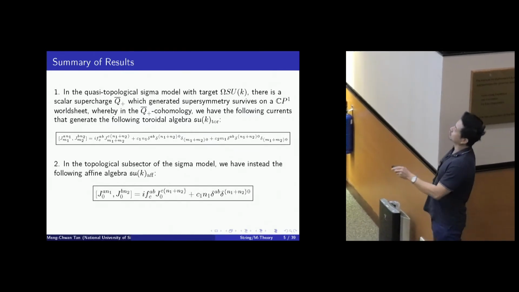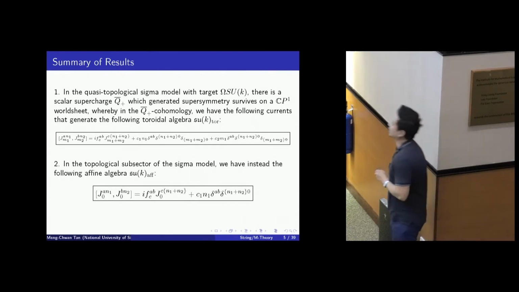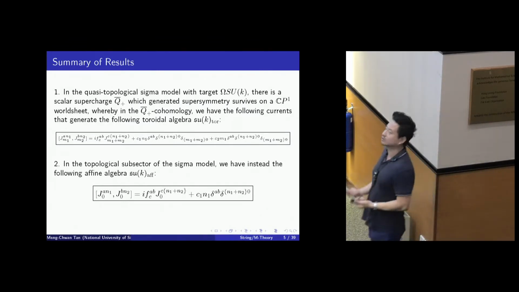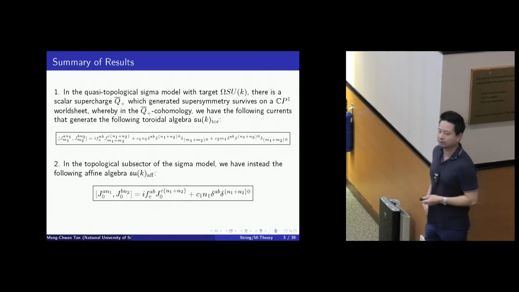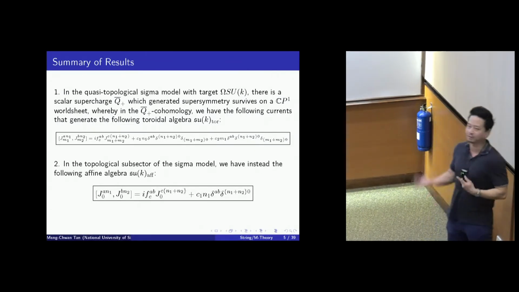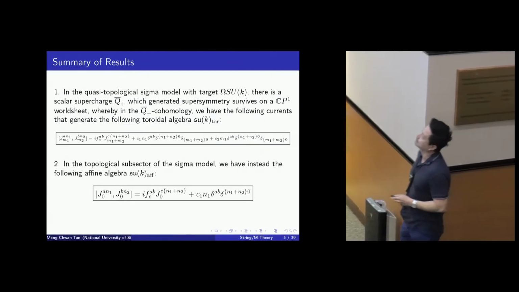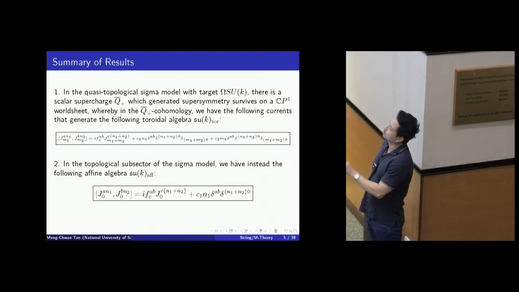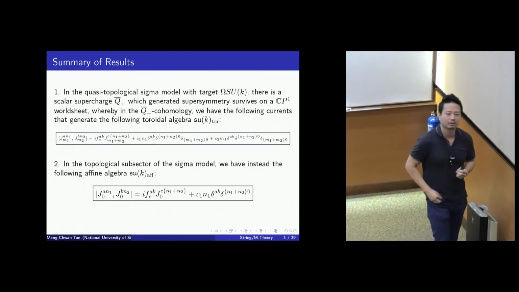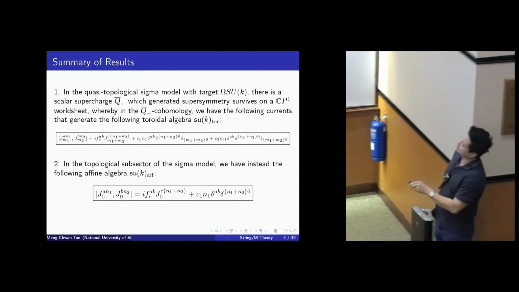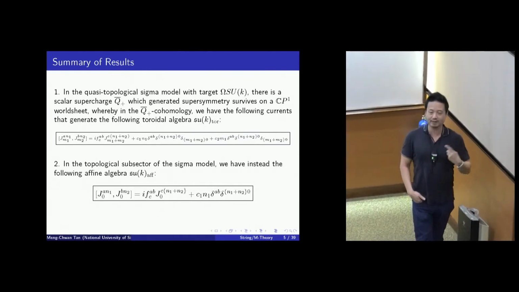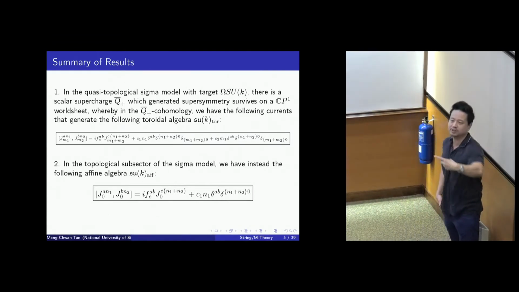So, summary of results: you have this scalar supercharge here, which generates supersymmetry that survives on the CP1 world sheet. It's a scalar supercharge, it's got no geometry, so it's insensitive to the curvature of the world sheet. Whereby in the Q cohomology, so if you're looking at things which are annihilated by the charge but cannot be written as a commutator of the charge and something else, then you can derive this algebra from a residue of the OPEs of these operators in the Q cohomology. So if you look at these currents, they are not dimension 0. They're dimension 1 currents, okay? And as I said, in a quasi-topological model, you can have things which are not just dimension 0.